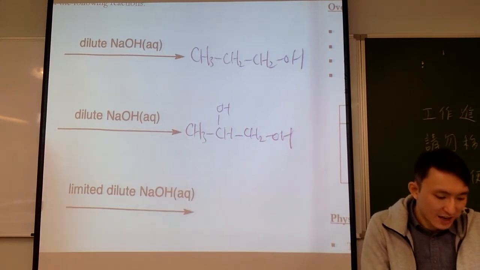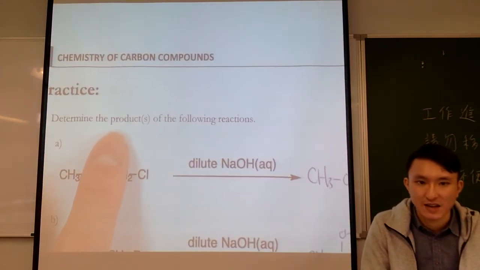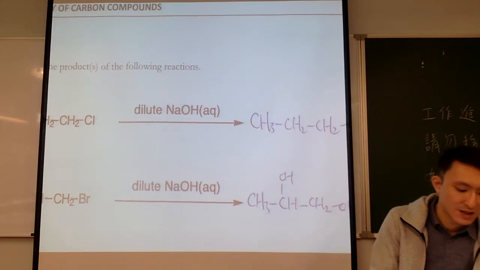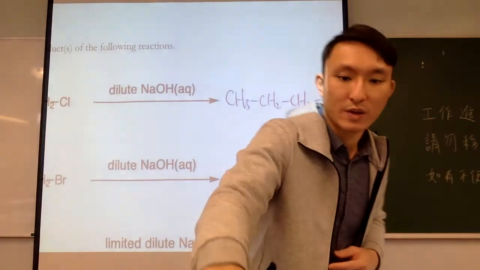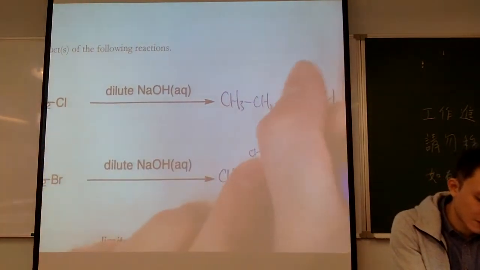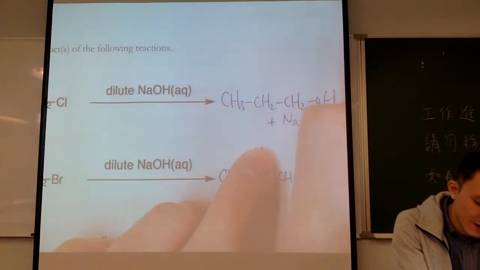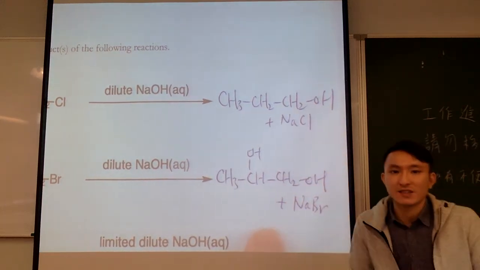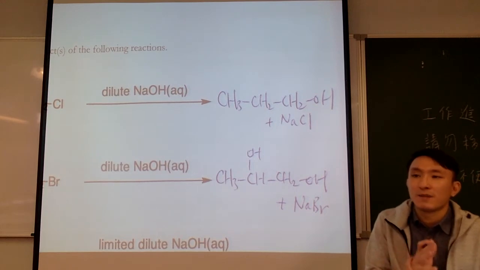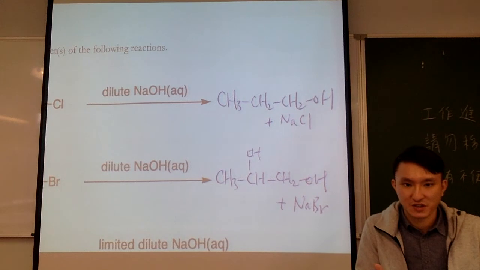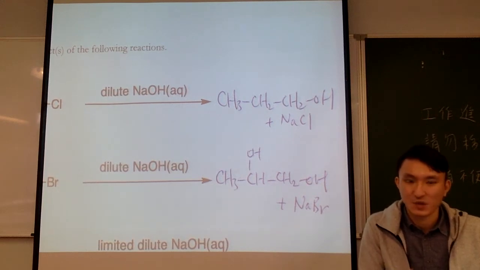Oh, by the way, I missed something, because here it says determine the products. It does not specify organic products. That means even inorganic products like sodium chloride, we need to also write down. So let's put down sodium chloride and sodium bromide as well. Now, it does not need to be a balanced equation because these are not equations, right? So we don't have to balance it.